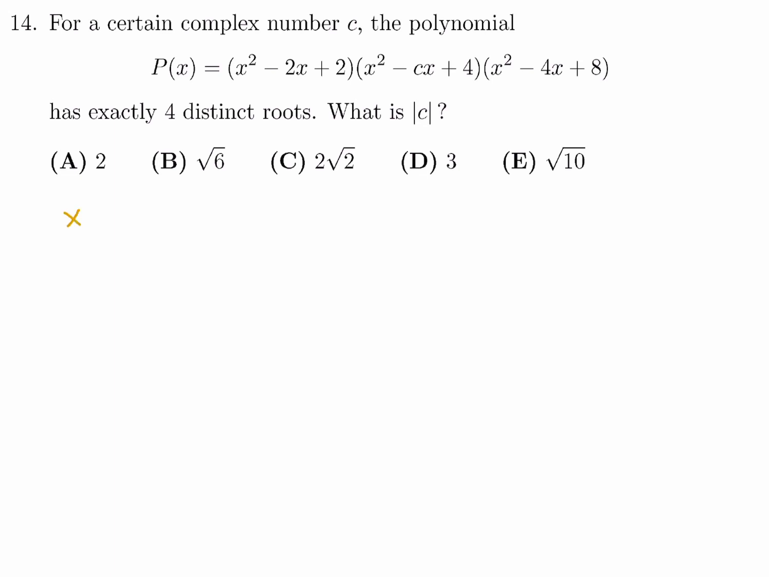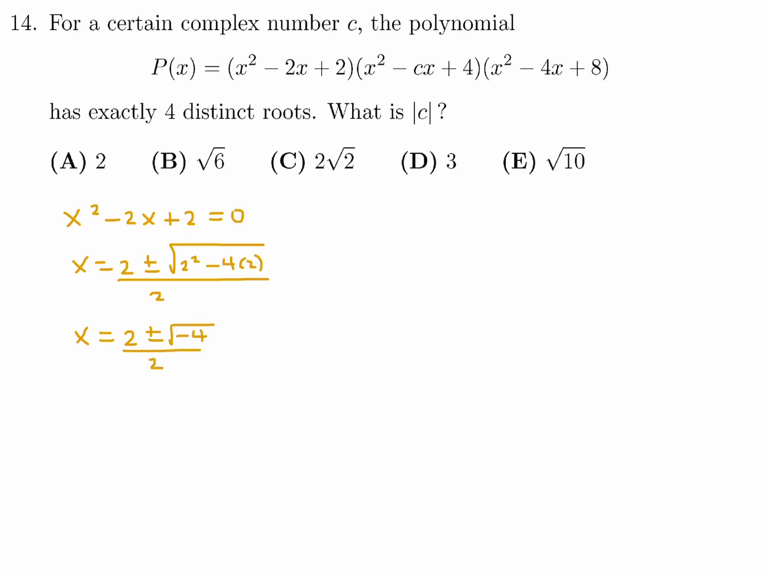So let's look at the first one, x squared minus 2x plus 2. If that equals 0, using the quadratic formula, we get x equal to 2 plus or minus the square root of 2 squared minus 4 times 2, all over 2. And that is 2 plus or minus the square root of 4 minus 8, so minus 4, over 2. So that is obviously 2 plus or minus 2i over 2. And that is 1 plus or minus i.